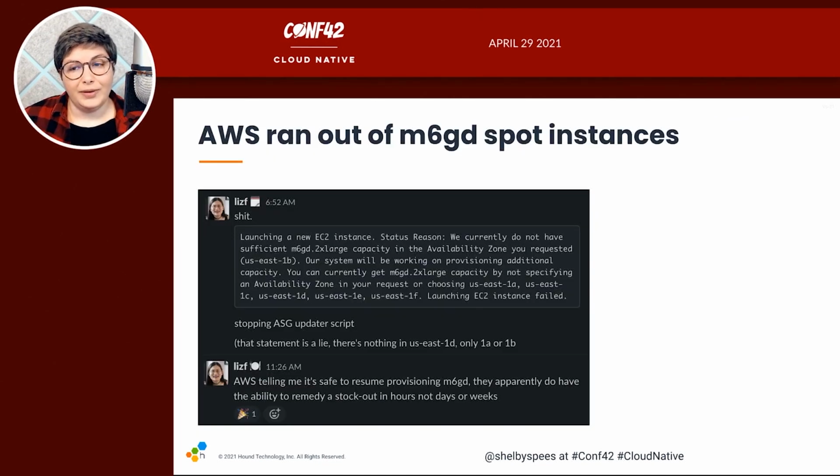One snag we did encounter early on was spot instance availability. When we started scaling up in prod, we ended up using all the M6GD instances available in Spot. So we paused our migration, and Liz ended up reaching out to the Graviton2 team, and they were able to shift capacity for us within a few hours. So then we were back in business.